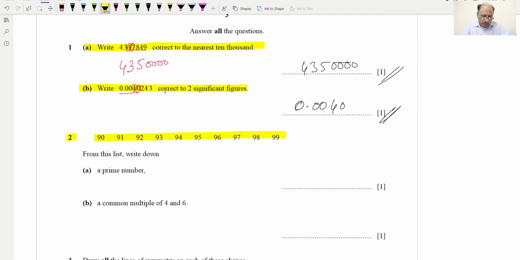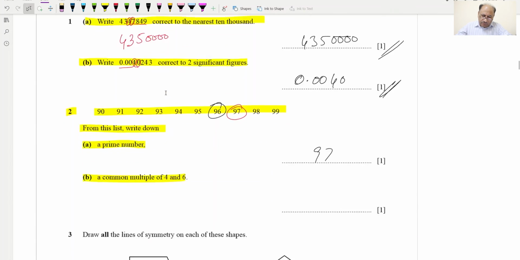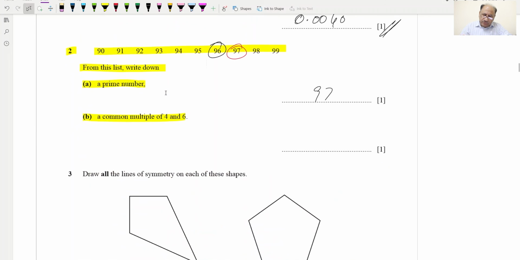These numbers are provided. From this list, write down a prime number. A prime number, we know, is divisible by 1 and itself, so 97 will be our answer. Then the B part, a common multiple of 4 and 6. A multiple of 4 and 6 is 96, and we can divide to check, so this will be 96.